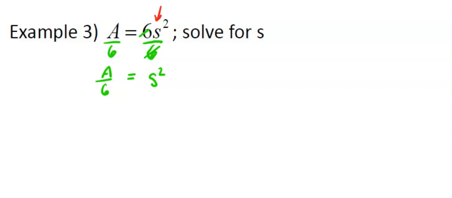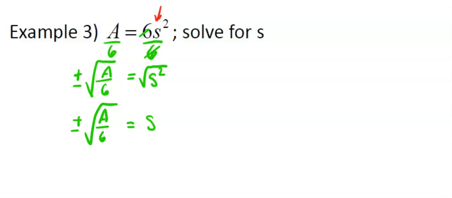The opposite of squaring is taking the square root, as I said in the prior problem. So we take the square root of the right side and of the left side. Remember to add the plus or minus whenever you take the square root of a variable. The square root cancels the square, leaving s alone on the right. Our answer is s equal to plus or minus the square root of A over 6. And that's our answer, because we've got s alone now.